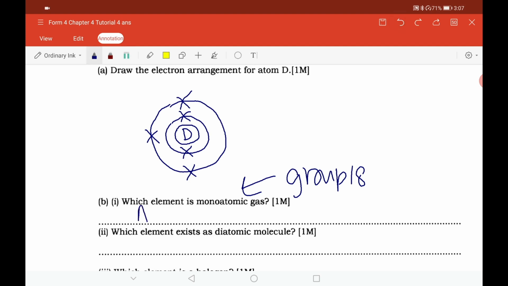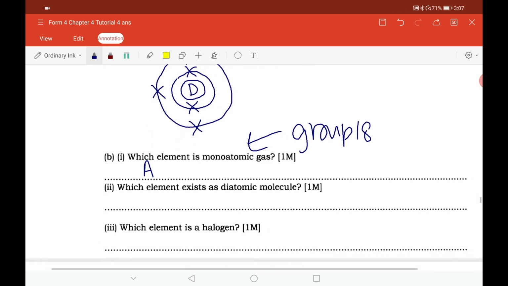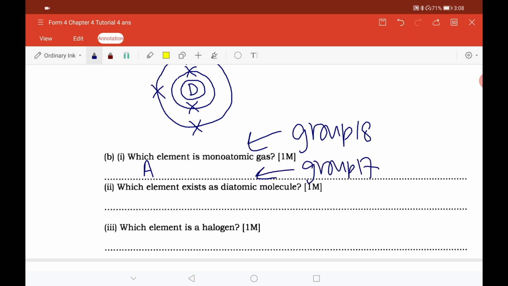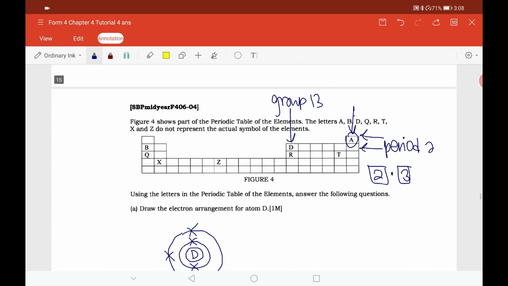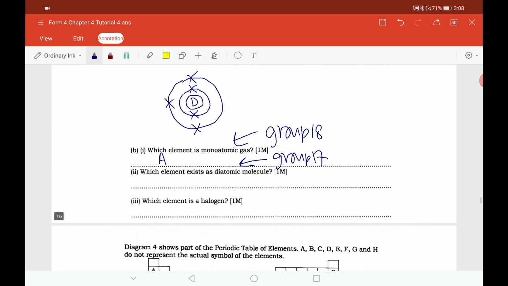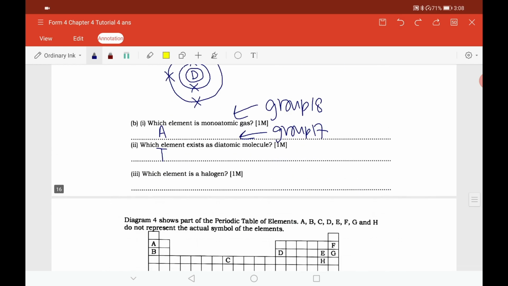Next one. Which element exists as a diatomic molecule? When you see diatomic, it always refers to group 17. So you check who is in group 17 here. In group 17, you have substance T. So just put T. Next one. Which element is a halogen? Halogen is group 17, so it is substance T as well.